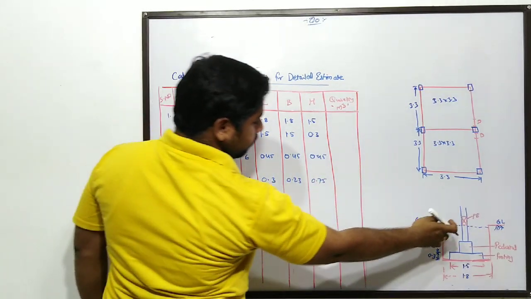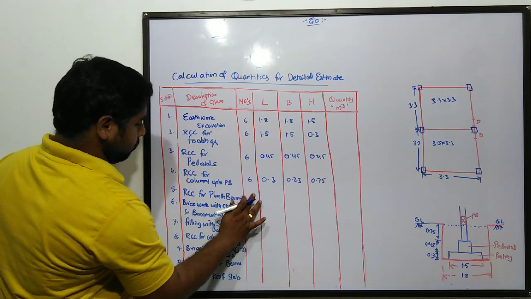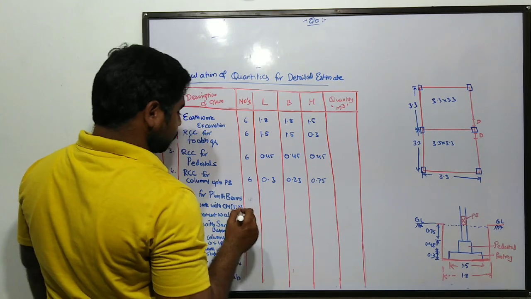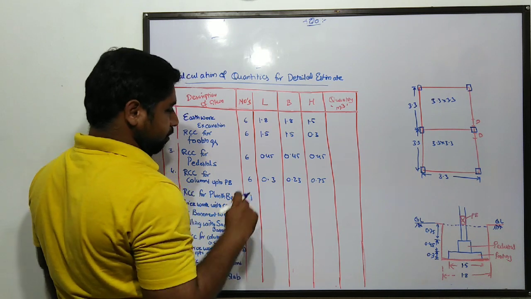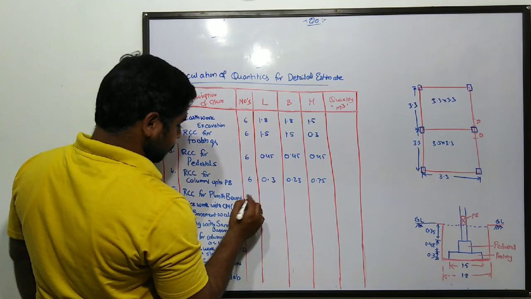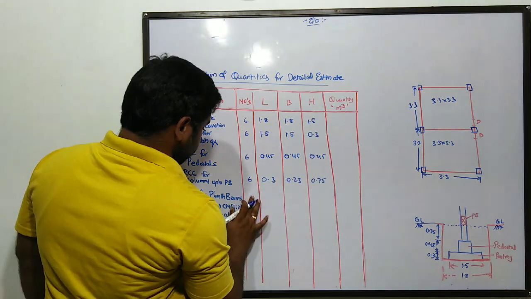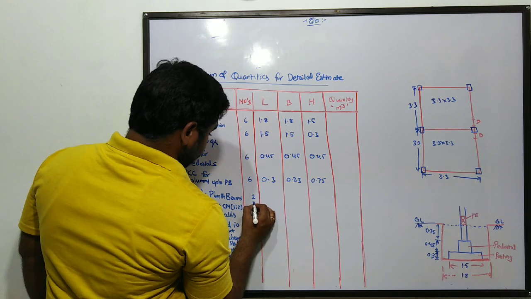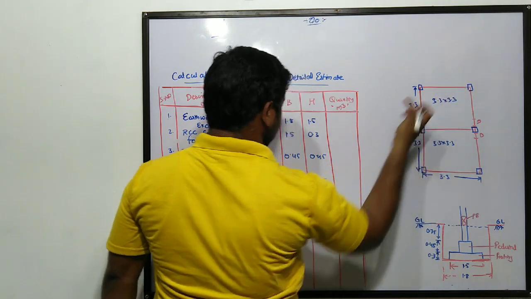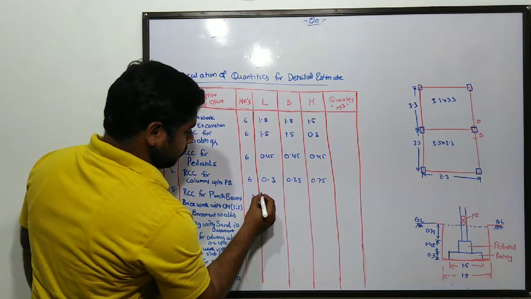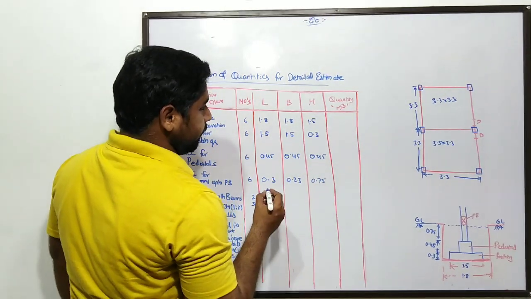Next, RCC for plinth beam. The plinth beam dimensions are as I have discussed earlier. Here I could take the total length simply as 1, or else you can take it as 2 measurements, 2 numbers and 3 numbers. 2 long walls are there, and these 3 are the short walls. So 2 numbers and 3 numbers I am going to take. The length of the long wall is 6.6.